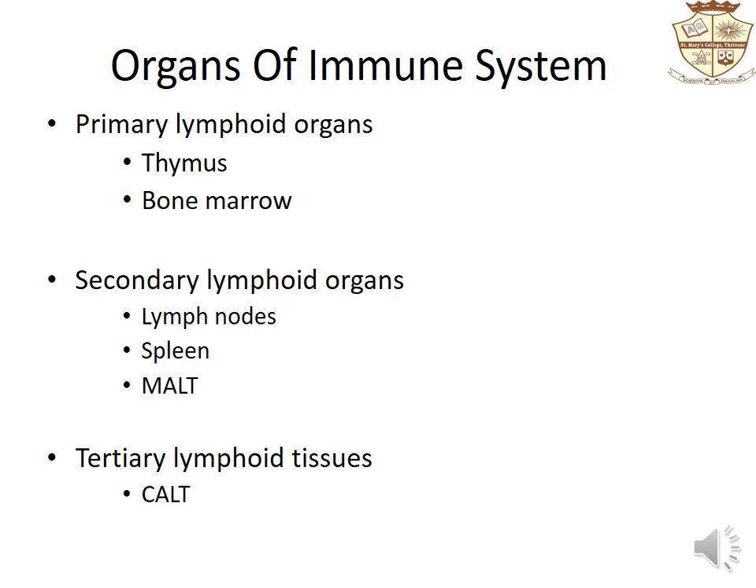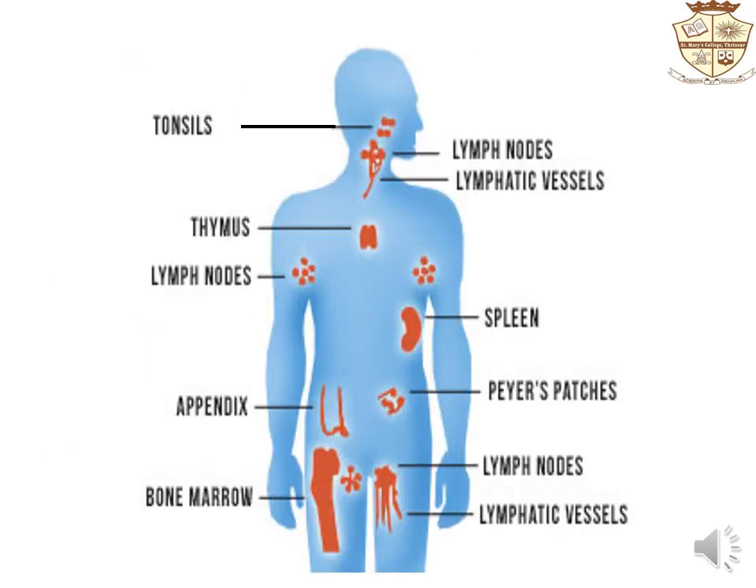The third type is the tertiary lymphoid tissue. Examples are CALT or cutaneous associated lymphoid tissue. The tertiary lymphoid tissues contain very few lymphoid cells and they are generally involved in inflammatory responses. This image shows the location of various organs and tissues of the immune system.